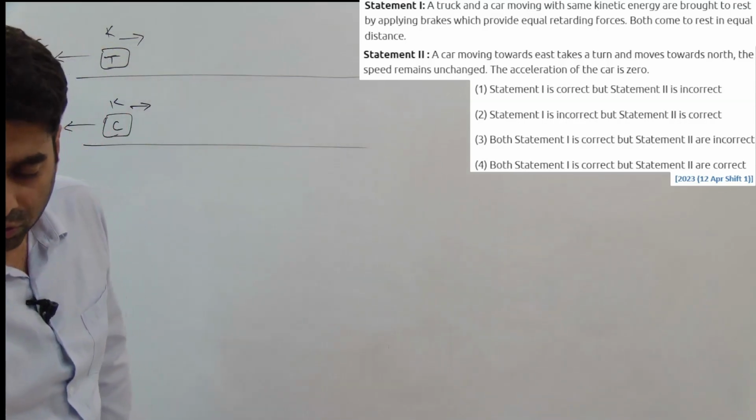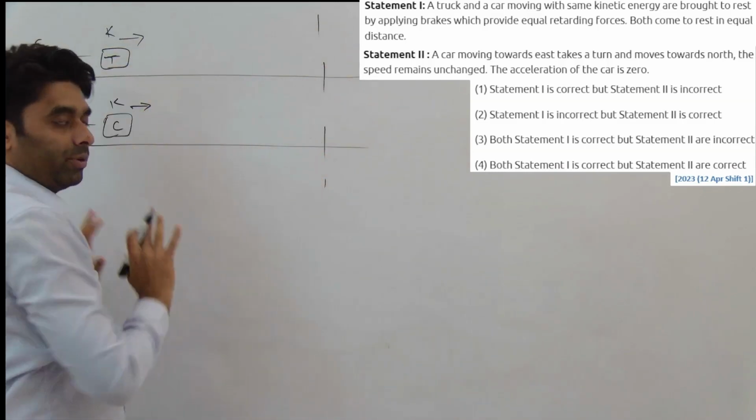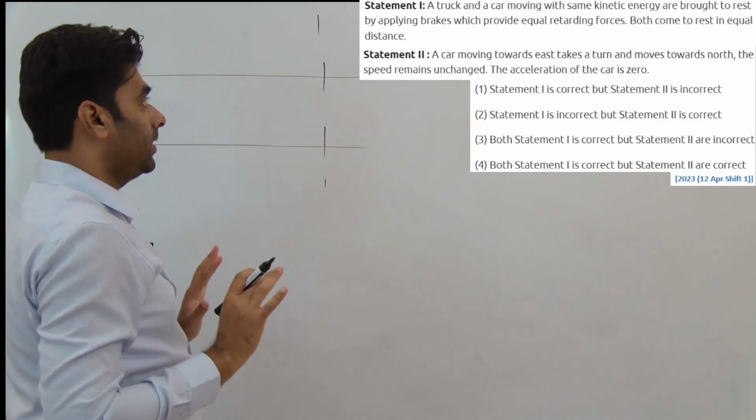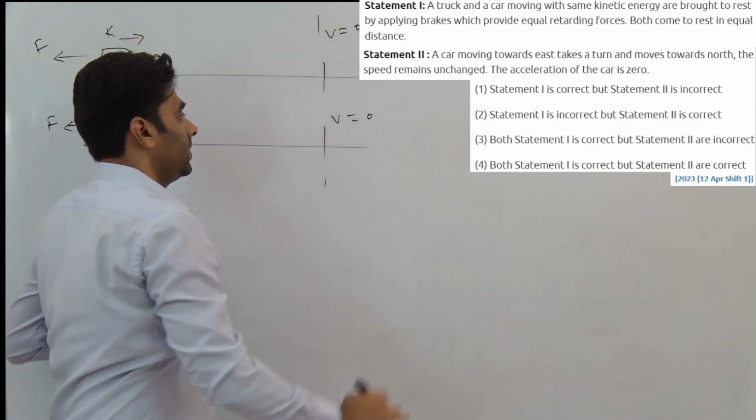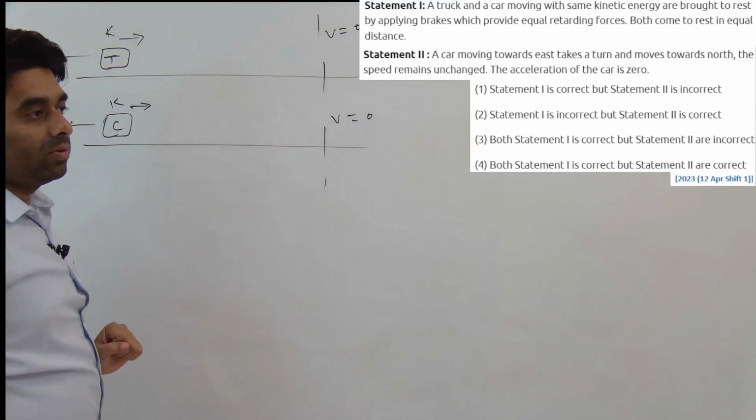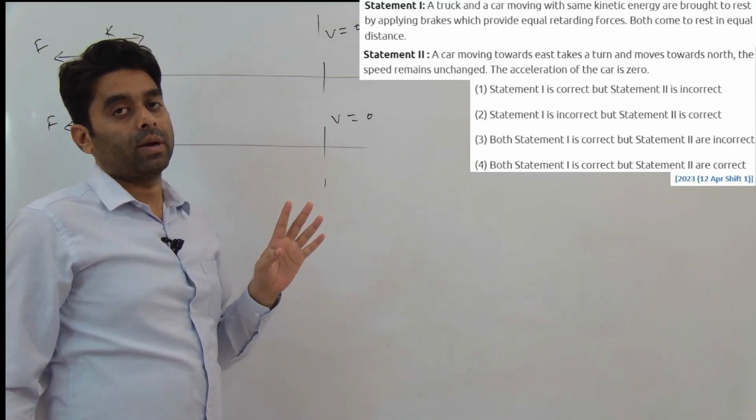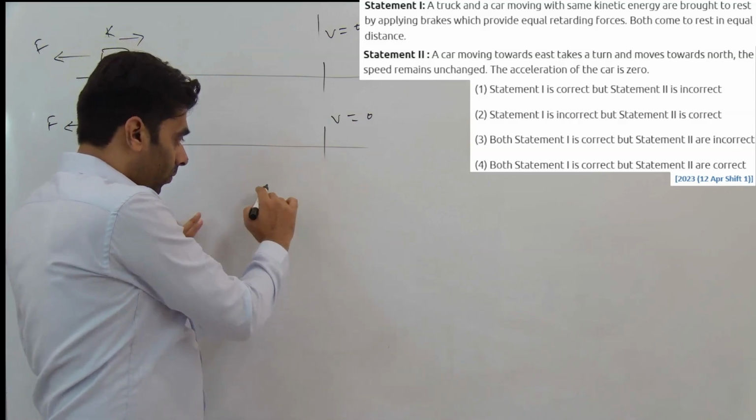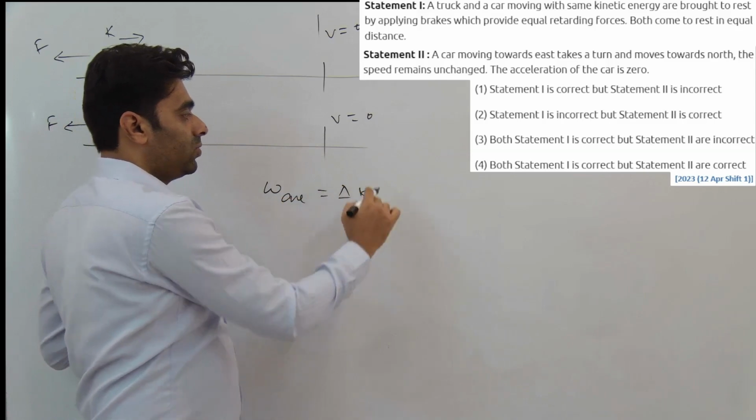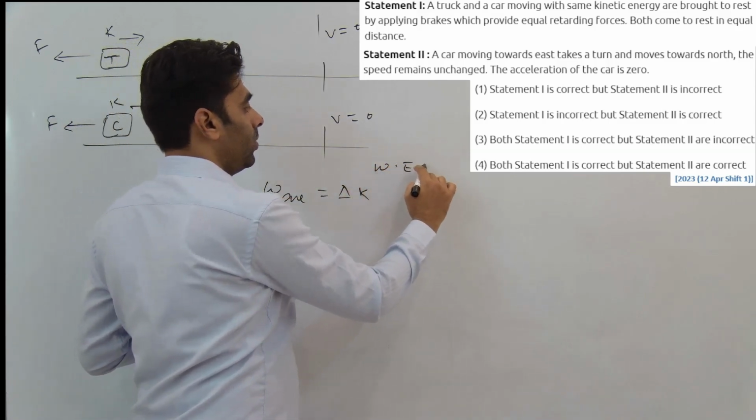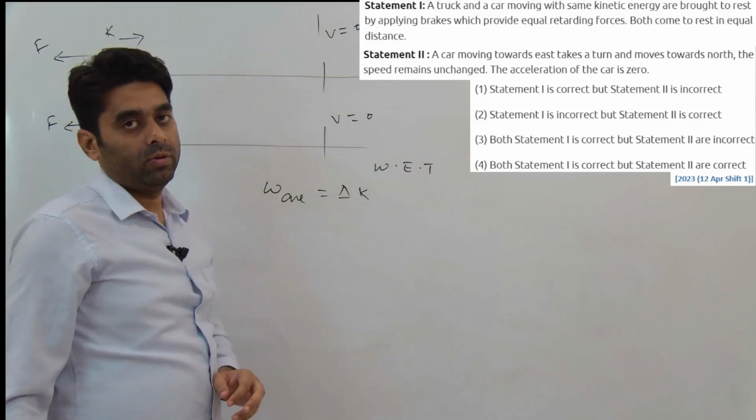Fine. So statement 1, let us take a look. They have said that this is the given information and then they are saying that both of them come to rest in same distance. So beta, basically kinetic energy is given to us. Now over here we will have to use the concept of the work energy chapter. What is that? Work done by all forces is equal to delta K, which is your work energy theorem. I hope all of you know this.